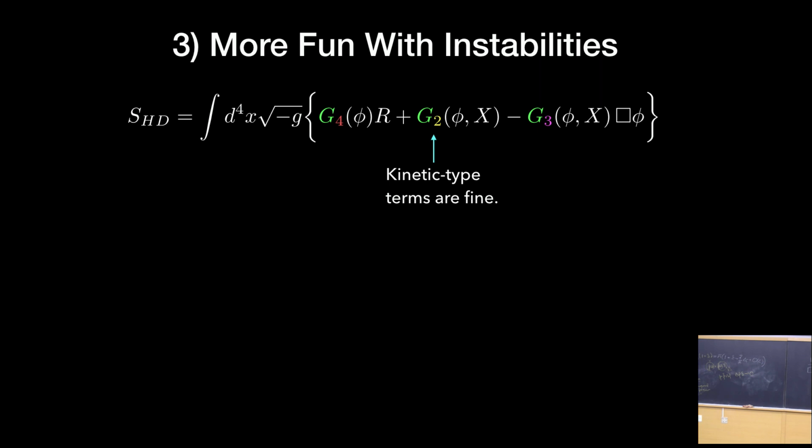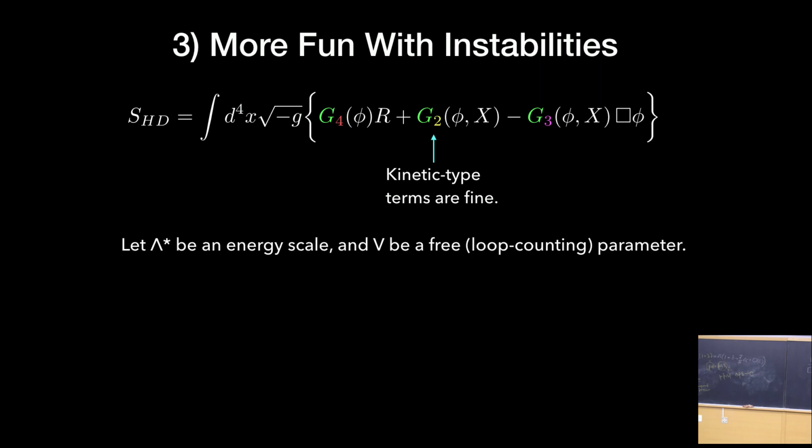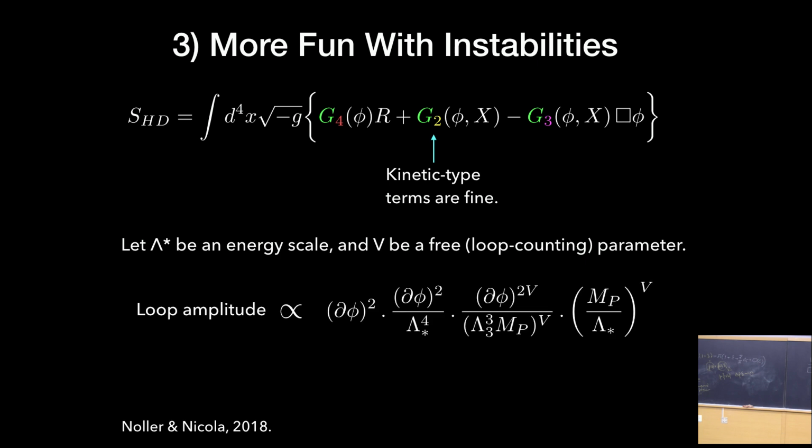So you do this loop calculation, and it involves two numbers. One of them is an energy scale called lambda star. It can be anything below the Planck mass. There are ways of arguing what it is. All you need to know is it's smaller than the Planck mass. And there's a number called V, which is basically a free parameter that counts the number of loops in your Feynman diagrams. And the final result you get for the amplitude, the probability of these quantum corrections, looks like this, which I realize is not immediately readable. So let me tell you what it means.